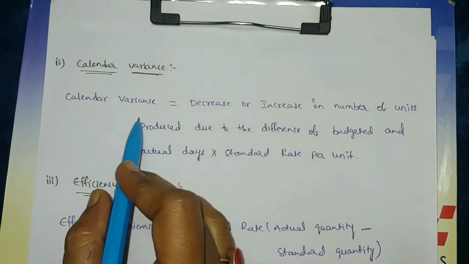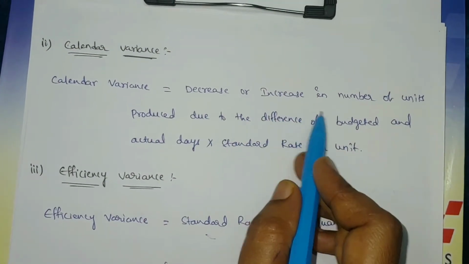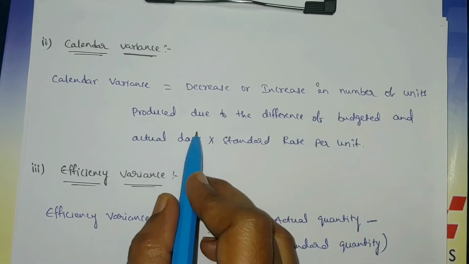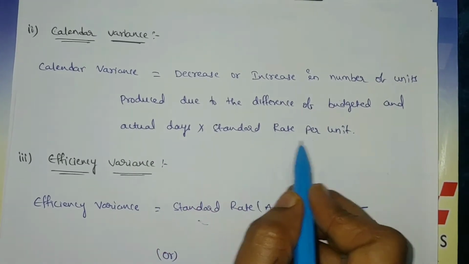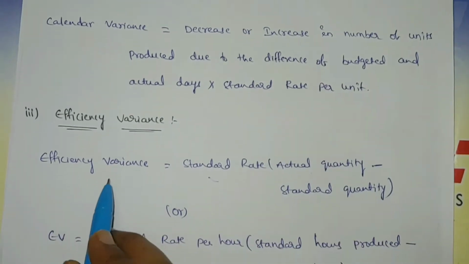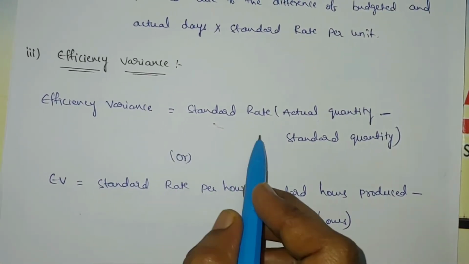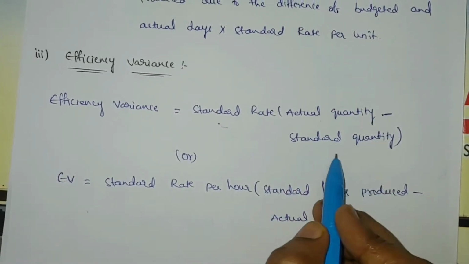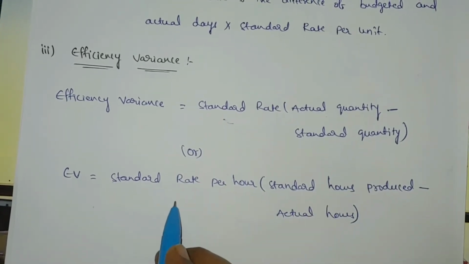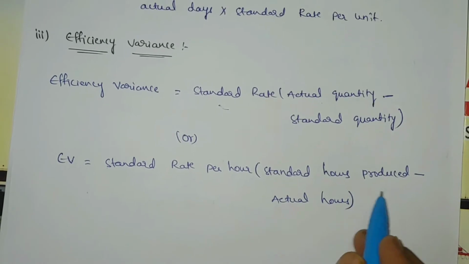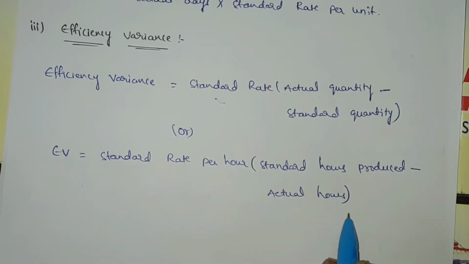Calendar variance. Calendar variance is equal to decrease or increase in number of units produced due to the difference of budgeted and actual days into standard rate per unit. Next, efficiency variance. Efficiency variance is equal to standard rate into actual quantity minus standard quantity, or efficiency variance is equal to standard rate per hour into standard hours produced minus actual hours.